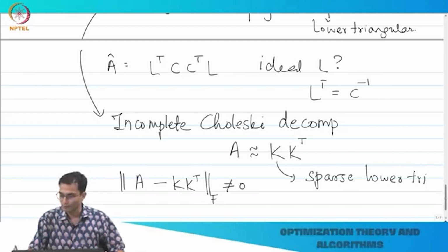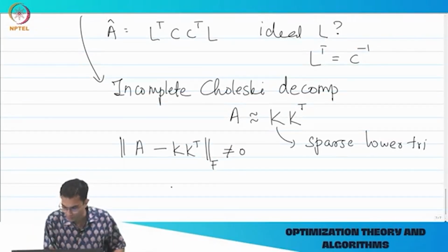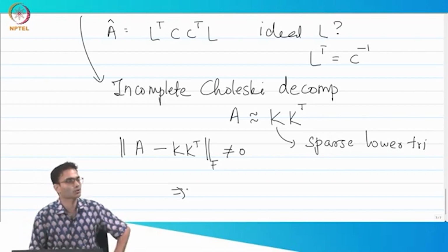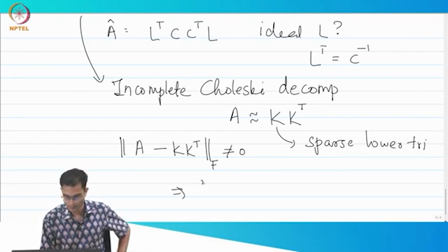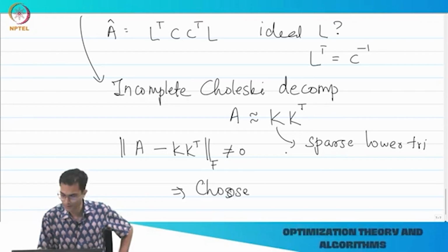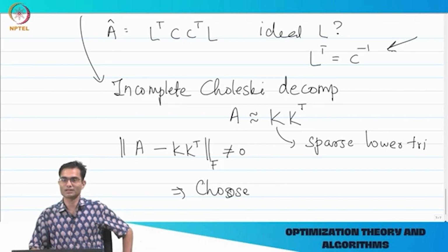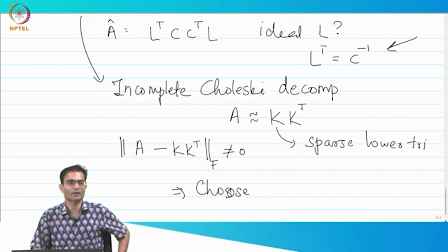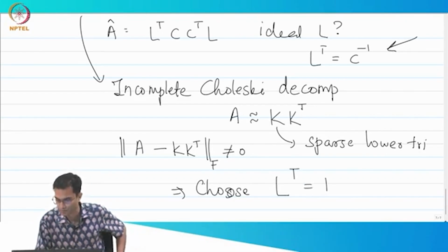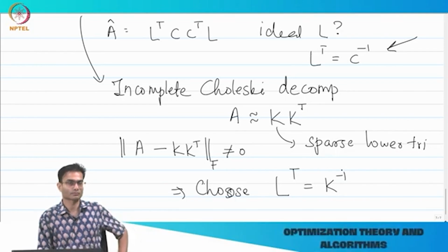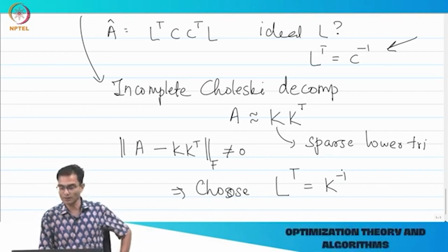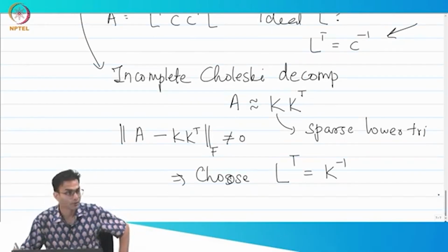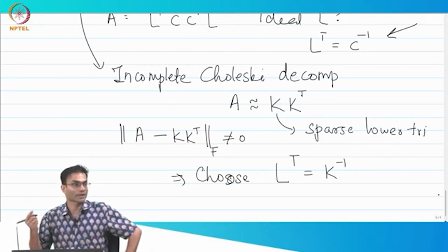So how does that help you? Now comes the practical case. Now I can choose my L transpose to be what? Exactly like before. Here I had chosen L transpose to be C inverse, which we said is impractical because it is as good as having solved the problem. Now I have relaxed my requirements and say, okay, fine, L transpose is equal to K inverse. So far it is good because K is inexpensive to compute. Correct. Now the question is, what about K inverse? K inverse may not be very nice.